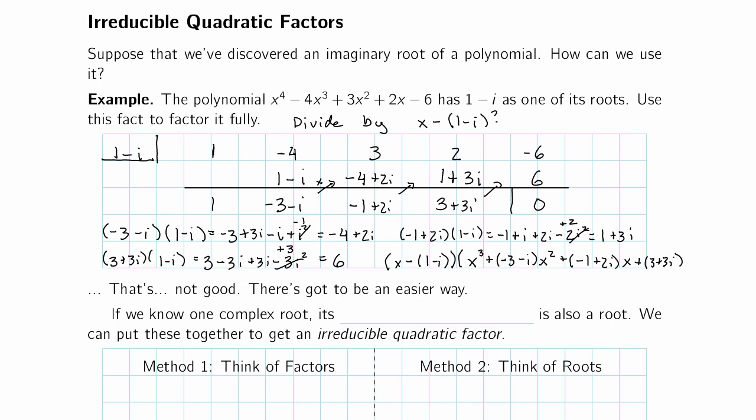I don't like that. I don't want to deal with that factor. I don't want to do all that complex number arithmetic. There's got to be an easier way. And in fact, there is. We can handle imaginary roots exactly the same way that we handle real roots, but we shouldn't, because it makes our life more difficult than it has to be. If we know one complex root, we know that its conjugate is also a root, and we can put those together to get an irreducible quadratic factor. So quadratic, degree 2, irreducible, no real factors, but all of the coefficients then will be real numbers.